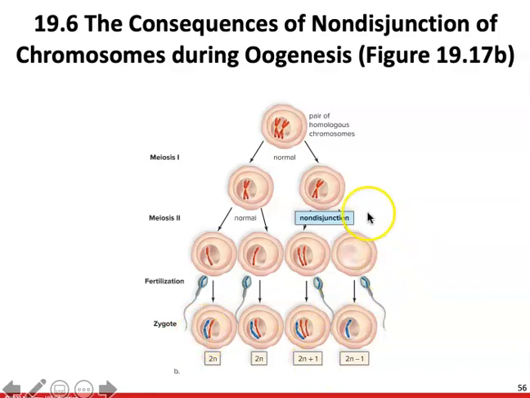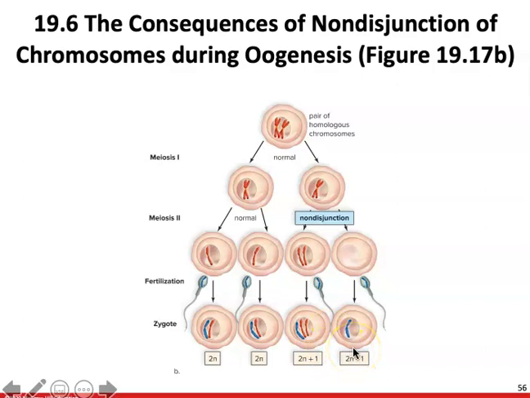If we have a nondisjunction occurring in meiosis 2, we're going to see that although we separated the homologous pairs, these sister chromatids might not separate. In that case, we're going to end up with 2 identical sister chromatids over here. Once we fertilize, we're going to end up with a trisomy. And since there were no chromosomes contributed by the mother over here, but we have 1 chromosome contributed by the father, we're going to end up with a monosomy over here.